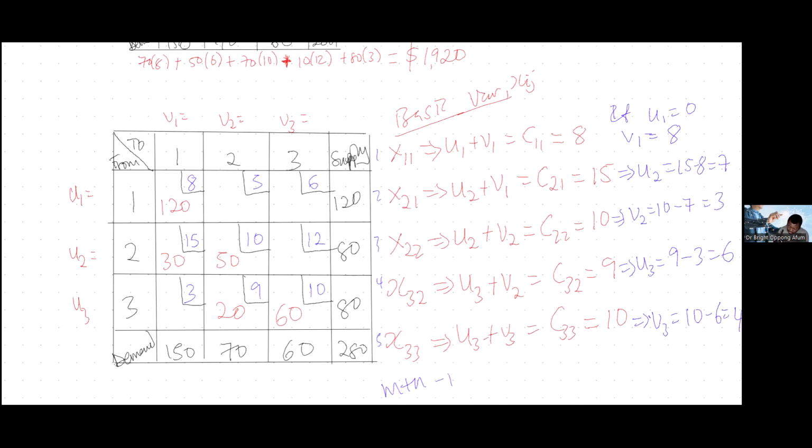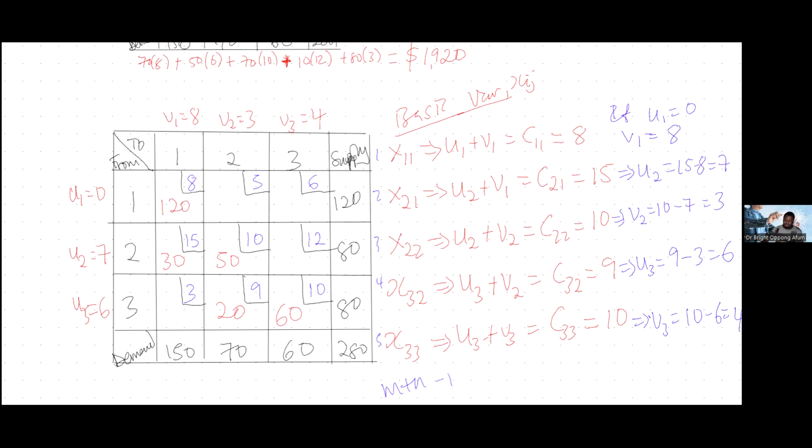So what we do here is put these answers around our tableau. U1 is equal to 0, U2 is equal to 7, U3 is equal to 6. V1 is equal to 8, V2 is equal to 3, and V3 is equal to 4. All right, so from here we have computed our Ui's and the Vj's.